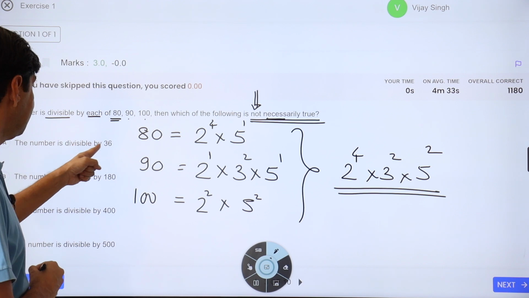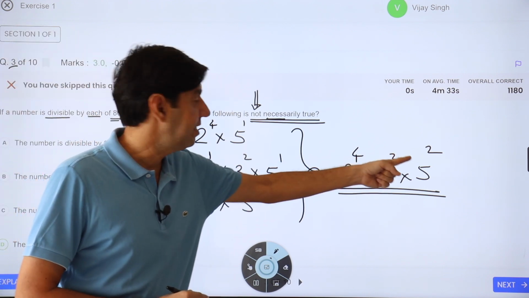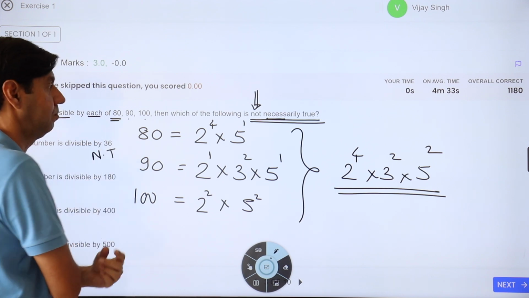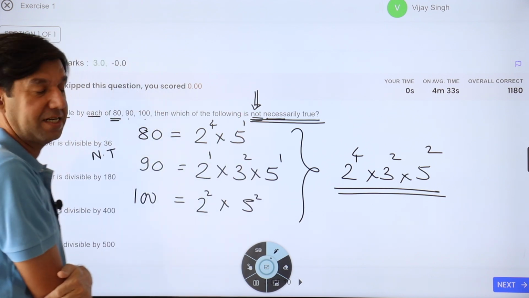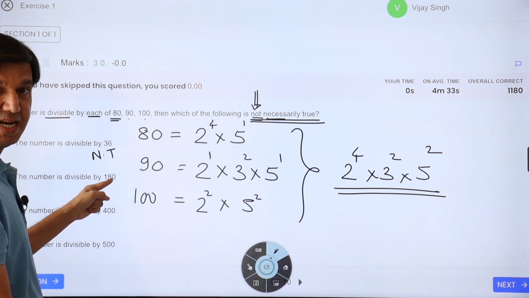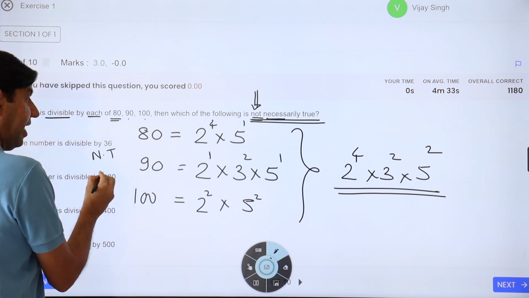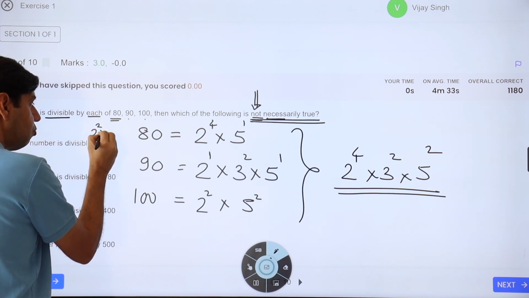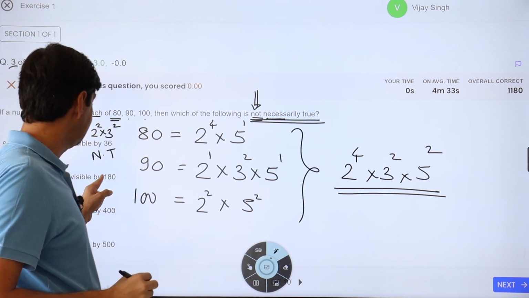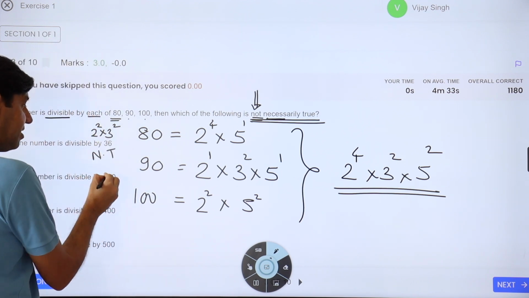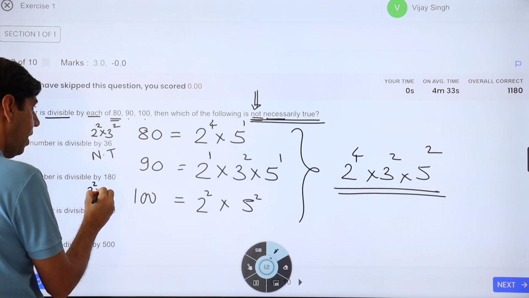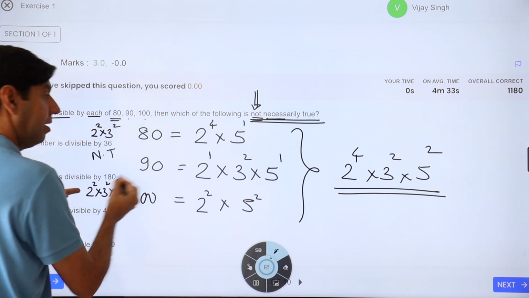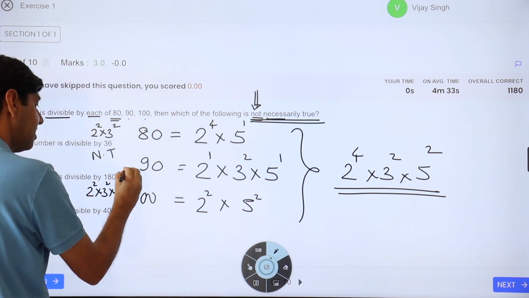So let's see, the number is divisible by 36. Do I have a 36 here? 9 into 4, 36. Yes, this is necessarily true. We want which is not necessarily true. The number is divisible by 180. Now break 180 again. Here also you should have seen this is 4 into 9, so 2 square into 3 square. Similarly, this is 36 into 5. 36 you already have. 2 square into 3 square into 5. So do I have all those powers? Yes. So this is also necessarily true.